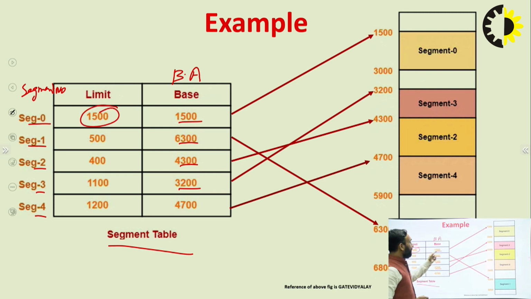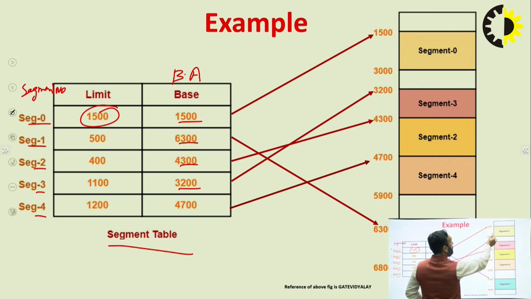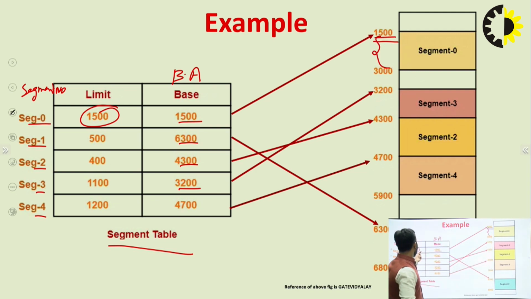What is the meaning of limit? It means it will contain 1500 lines, or we can say addresses. So segment 0 will start from 1500 and it will contain up to this limit. For example, when we call a segment, its limit also specifies up to which point the CPU wants to read the content of the segment. We will understand it in the next PPT.